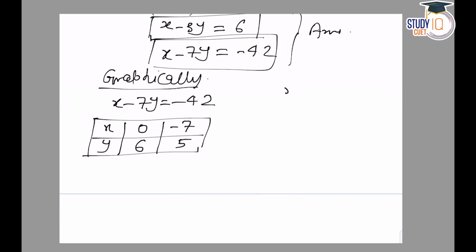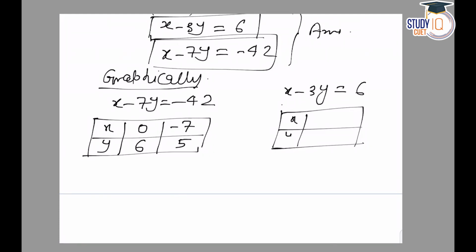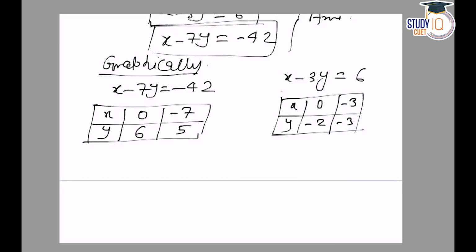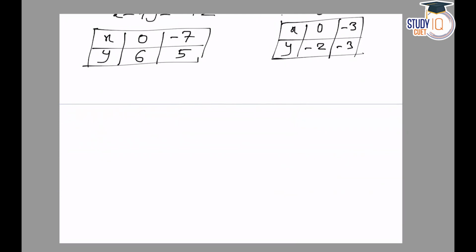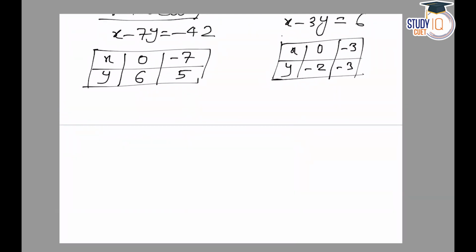And similarly, for the second equation, x minus 3y equals 6, make another table for x and y. If we put x equals 0, then we get y equals minus 2. If we put x equals minus 3, then we will get y equals minus 3 also. Now with the help of these points, draw a graph.